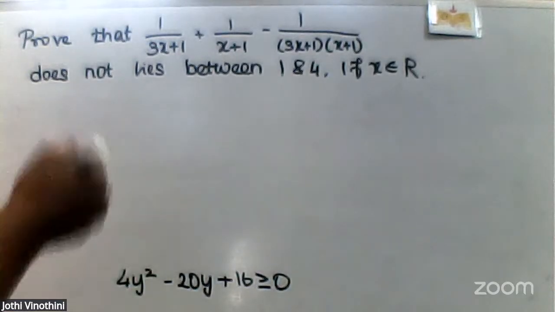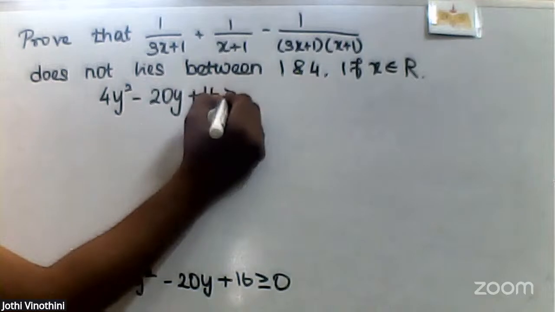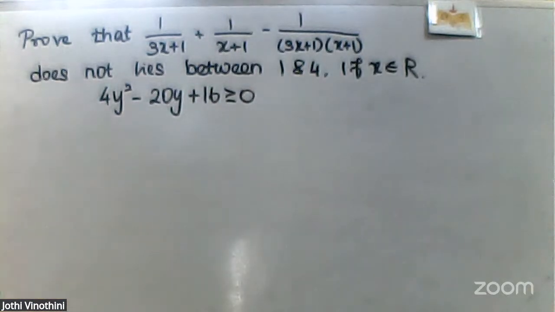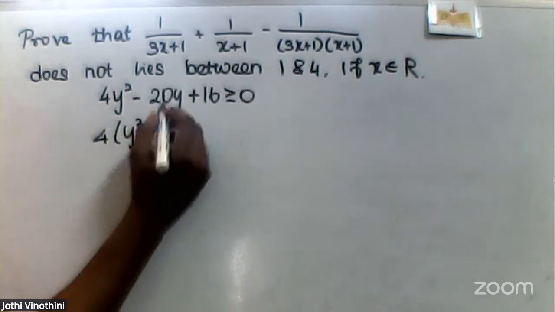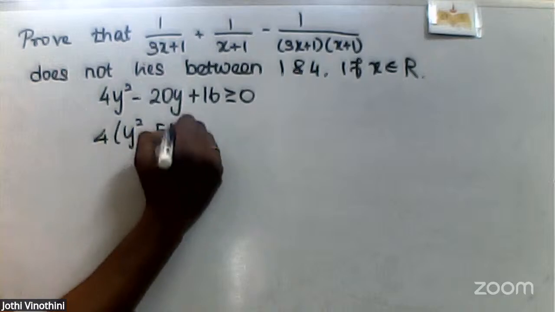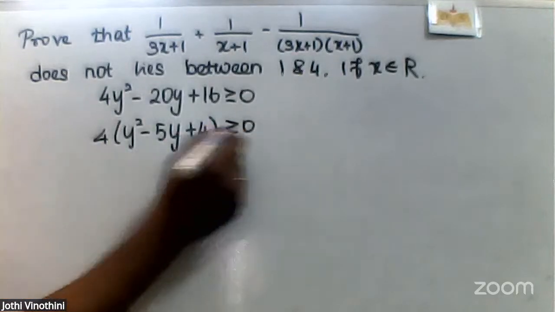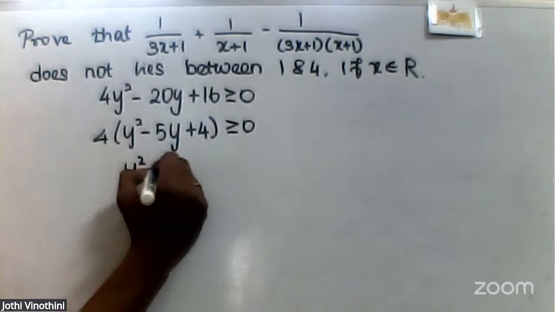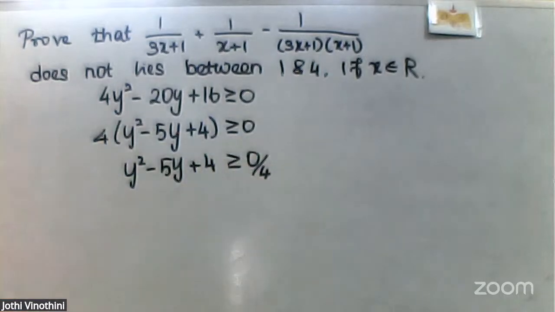So what we get is 4y squared minus 20y plus 16 must be greater than or equal to 0. This is what we get, right? Now see, all the terms are multiples of 4, so I am going to take 4 as common. When we take 4 as common, it becomes y squared, then 5 multiplied by 4 is 20, so it becomes 5y, and 16 is 4 fours, so it becomes 4, greater than or equal to 0. Now we are going to take this 4 to the other side, so it becomes y squared minus 5y plus 4 greater than or equal to 0 divided by 4. 0 divided by anything is again 0.